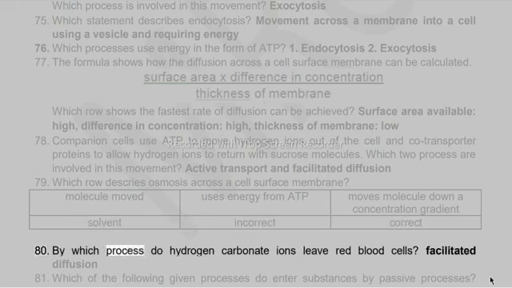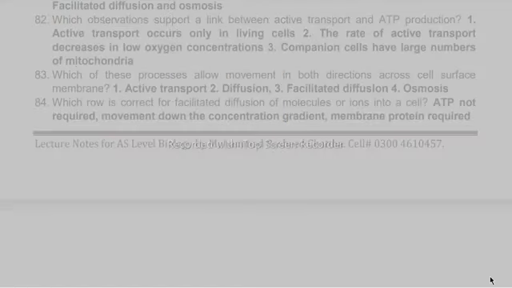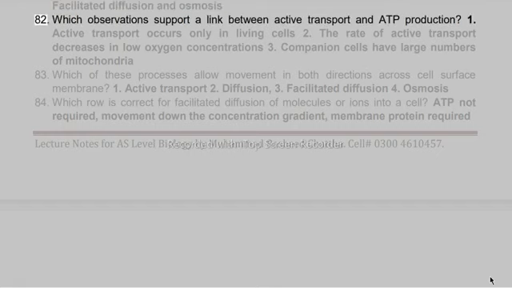80. By which process do hydrogen carbonate ions leave red blood cells? Facilitated diffusion. 81. Which of the following given processes do enter substances by passive processes? Facilitated diffusion and osmosis.